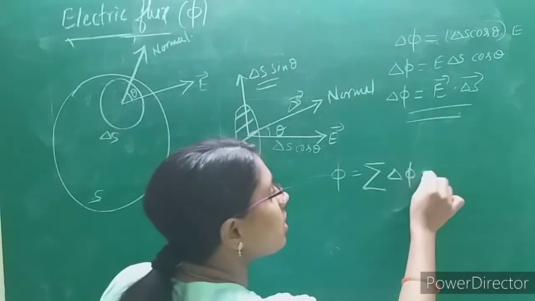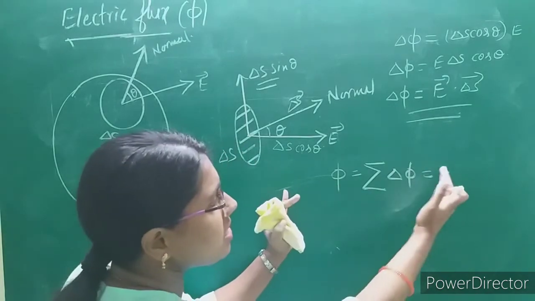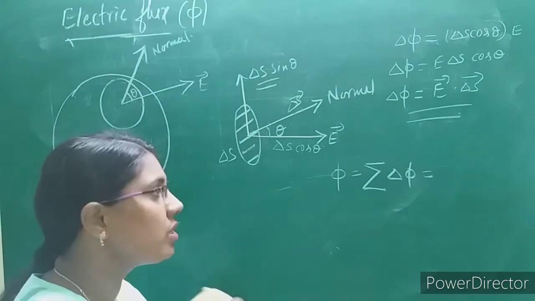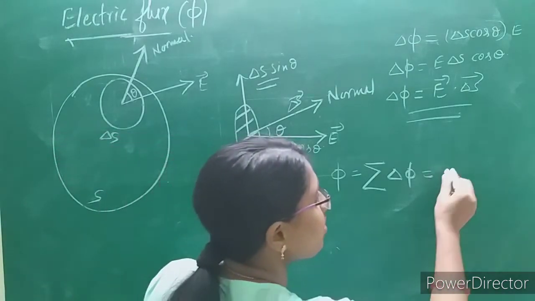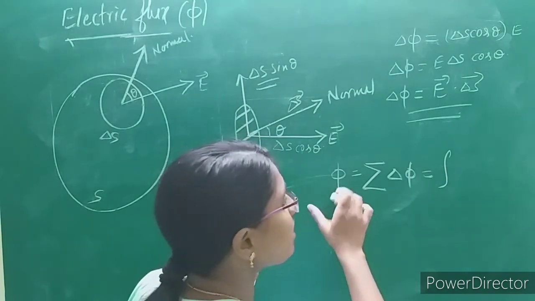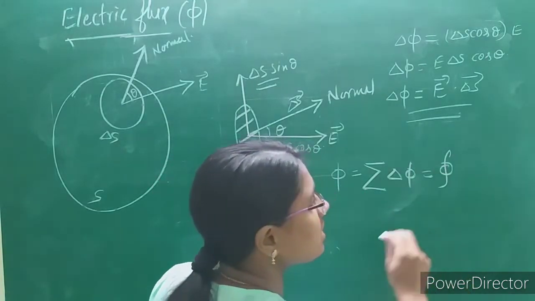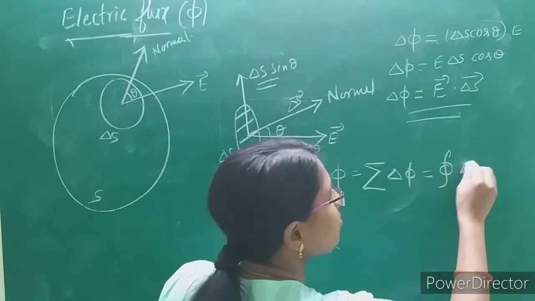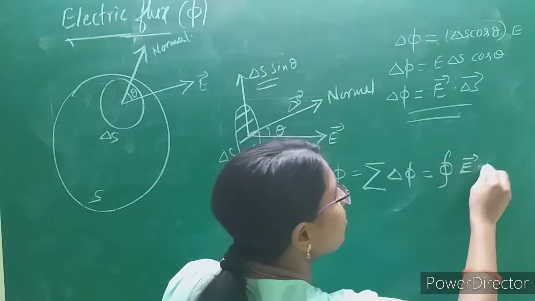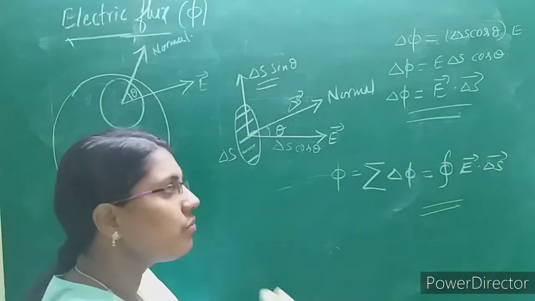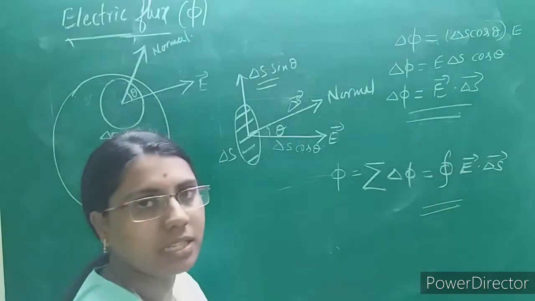If we use a summation process, that is a long process. That's why we use a special type of summation that is called integration. That's why the flux is the integral of delta phi, that is nothing but vector E dot vector delta S. This is how we find out the total flux.